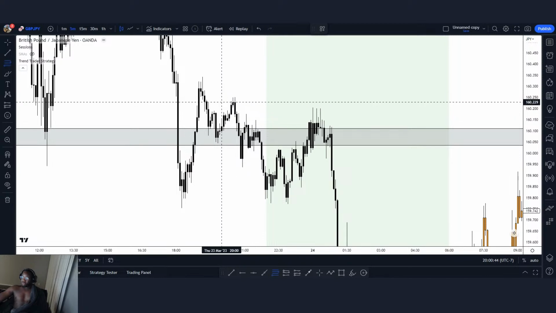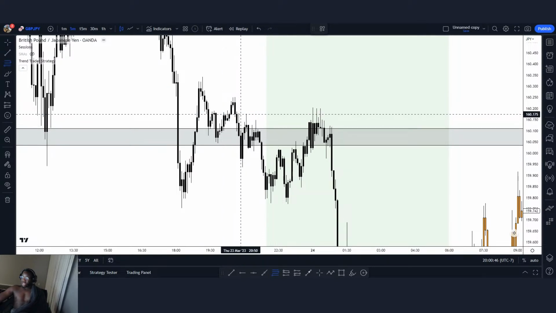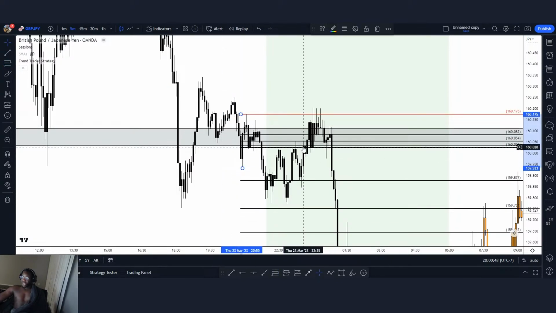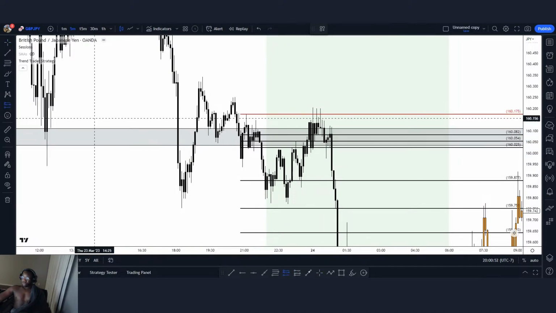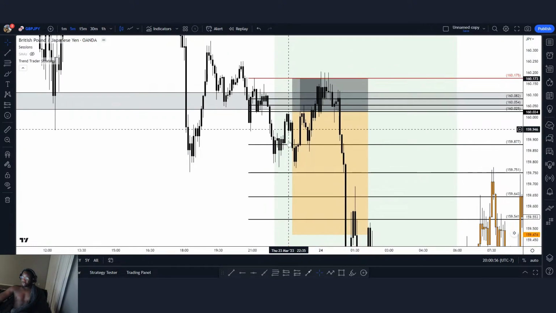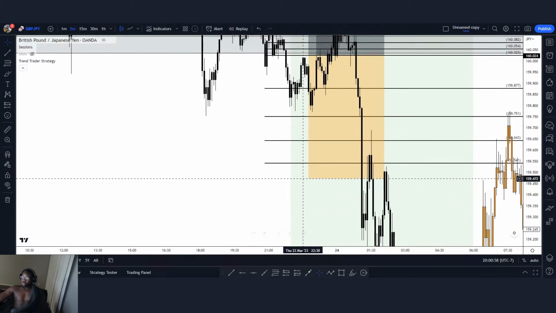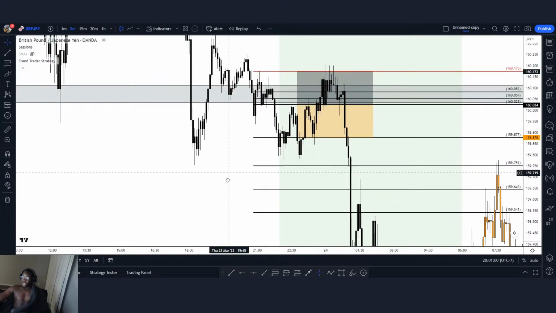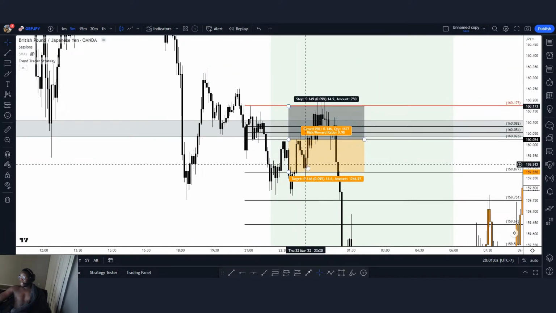So now all I'm looking for is just to identify supply and demand. My first supply and demand entry was right here. I entered here. I had my stop loss here. This was my entry. This was my stop loss. And I was targeting all the way down there, right? I called a 1-to-1 like I said, and I got stopped out.